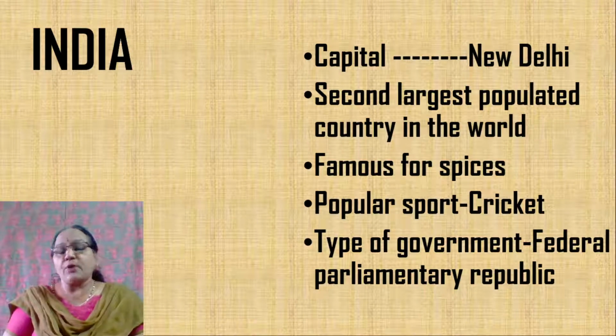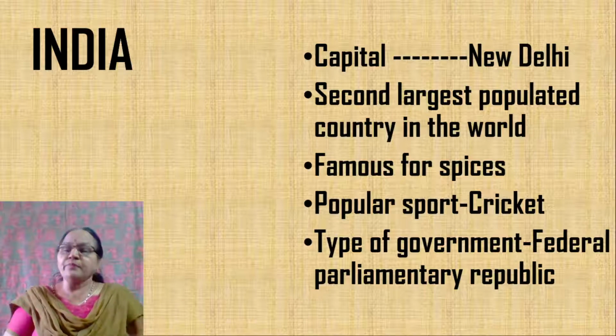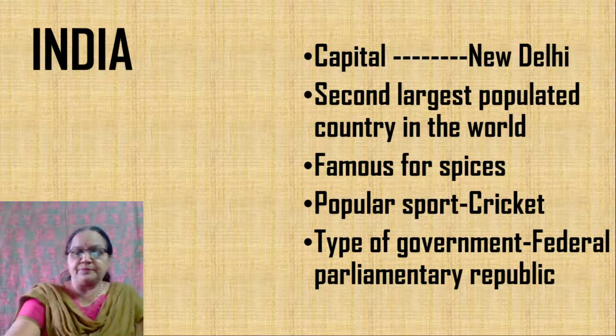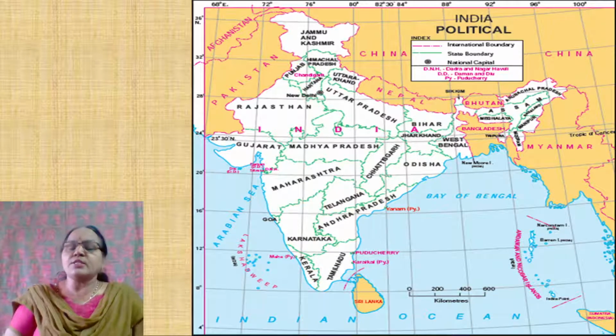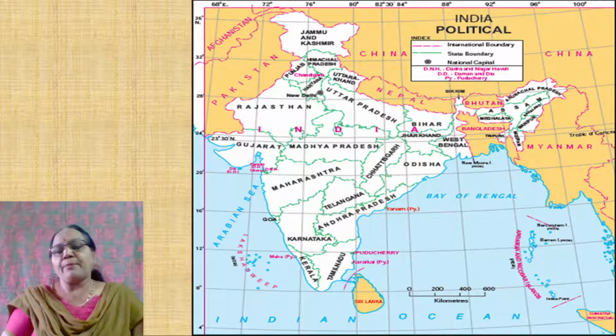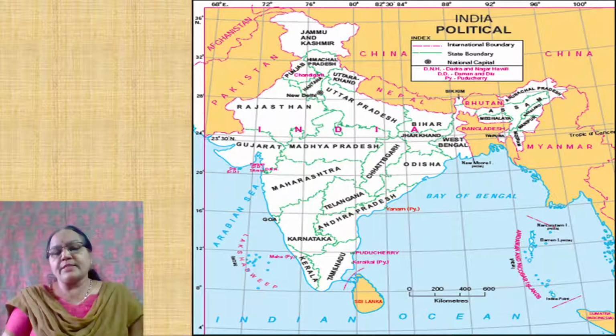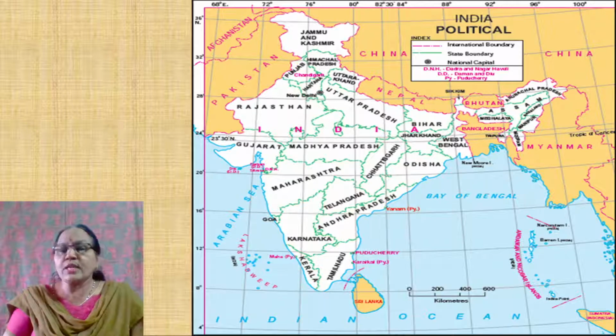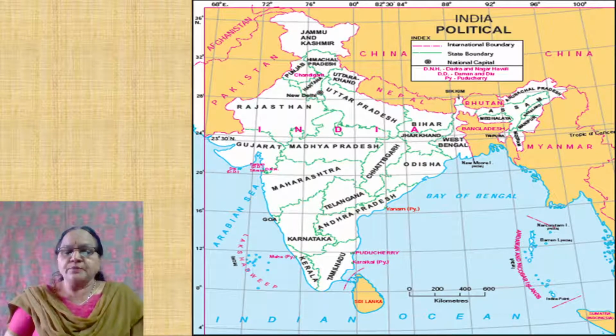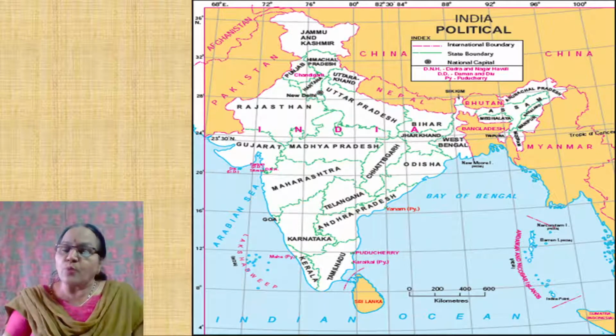And what about the type of government? Now, here, the type of government is Federal Parliamentary Republic. Now, let us look at the political map of India. Now, here, you can see various states. Okay, apart from that, we have also the oceans and seas which surround India. We can also see the countries which border India. Okay, now to the south, we have a small island, that is Sri Lanka.